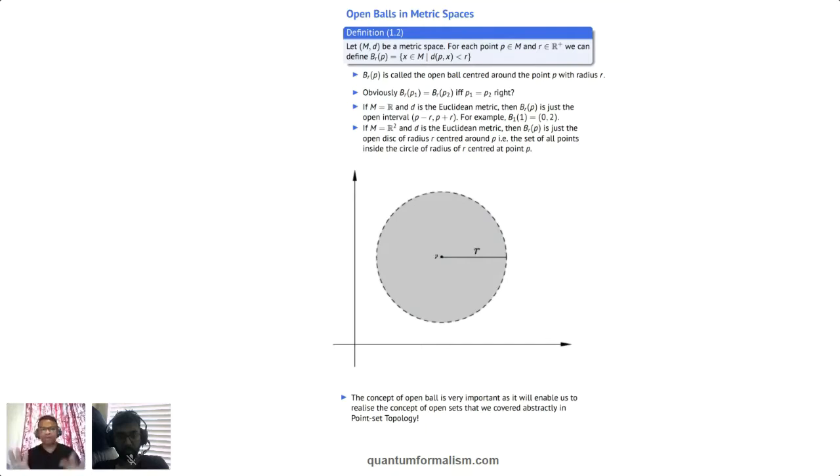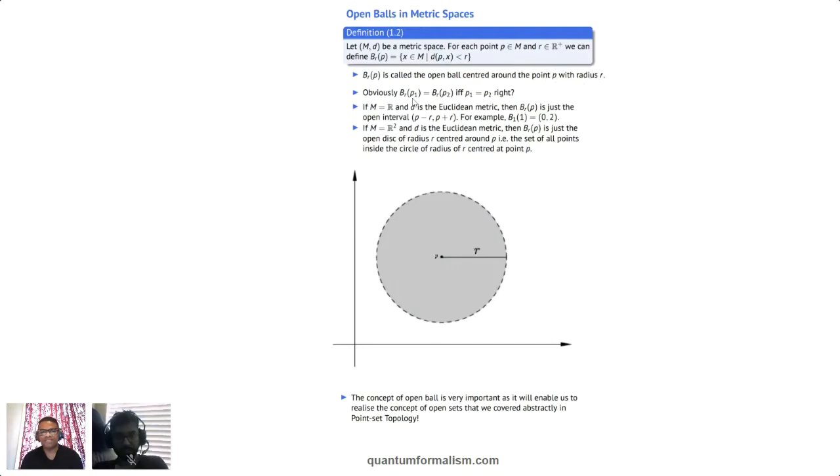Okay. By the way, I encourage you to draw pictures. Obviously, I cannot, not just due to lack of time, but also due to a bit of laziness, and also to force you to draw stuff, because then it helps you get a better intuition by yourself. Okay. So B_R of P is called the open ball centered around point P with radius R.